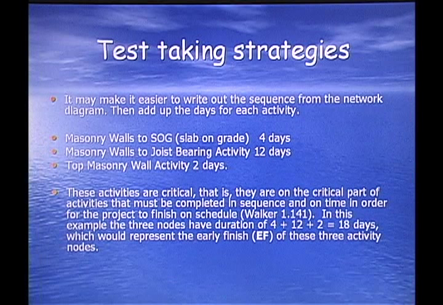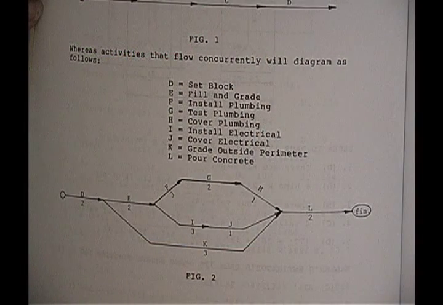Test-taking strategies. It may make it easier to write out a sequence from the network diagram, then add up the days for each activity. As you're going through one of these diagrams, network diagrams as they're called, it can get confusing. But if you just write it out in a line, put the number of days after each one of the activities and then add them up in a line, that usually makes it much more logical or easier to figure out than trying to work your way through the diagram. This is out of the Contractor's exam book that I mentioned to you, that you might want to buy a copy of.